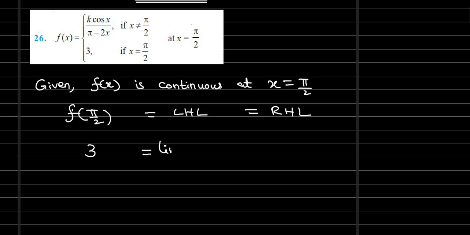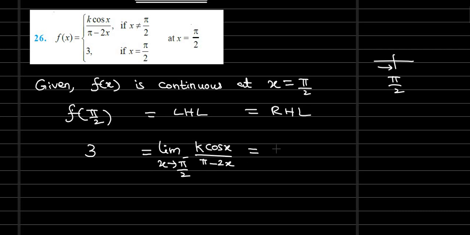Now, the limit as x approaches pi by 2 from the left side. Somewhere on the real line we have pi by 2, so x is approaching pi by 2 from the left hand side. Left side close values are approximately pi by 2, but those values are not equal to pi by 2. If it is not equal to pi by 2, what is the suitable function from the given? The first function. So replacing here, the suitable f of x is k cos x by pi minus 2x.